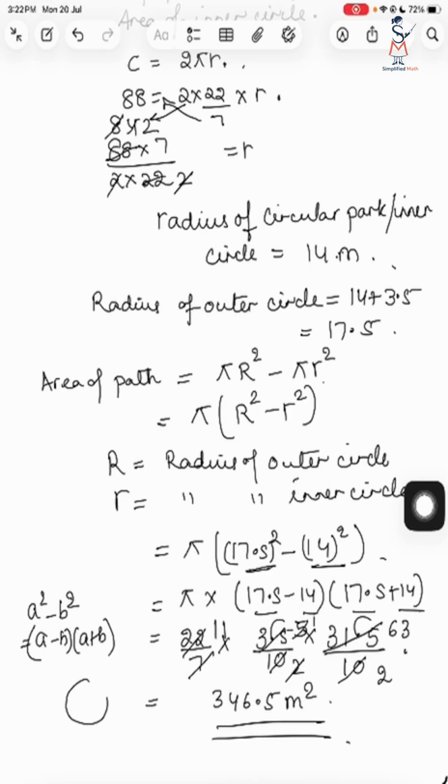Area of the path is area of outer circle minus area of the inner circle. The radius of the inner circle was 14, and the radius of the outer circle will be 14 plus 3.5, that is the width. And then put it in the formula, pi r square minus pi r square, and calculate it.